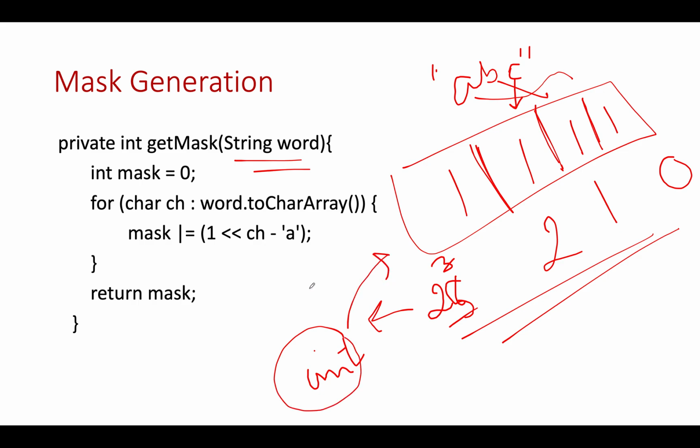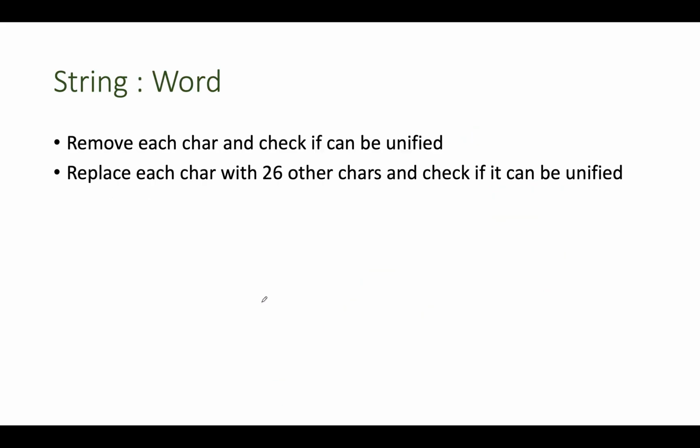Let's proceed ahead. The question asks us to use two properties. You can remove each character and check whether it can be unified with any other word in your input array. Also, you can replace each character with any of the other 26 characters and check if it can be unified using the union find approach. If you have understood this much of logic, you have understood 90% of the algorithm. Now let's move on to the coding part, where I'll tell you how to go about it and finally conclude the approach.